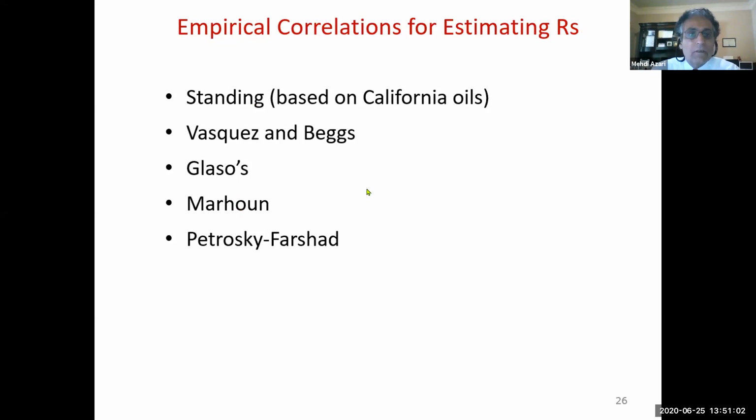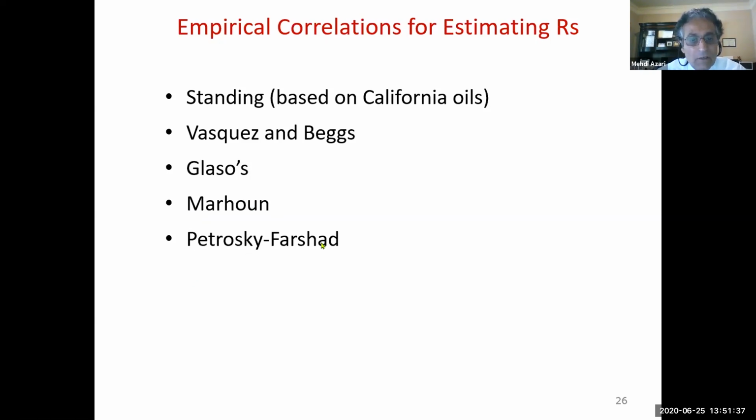Now there are different empirical equations for Rs, which is the solution gas oil ratio. Standing is the old one, and you've got to remember that each one of them was based on a certain oil. Standing has done a lot of work, but most of it is on California oil. Vasquez and Beggs, Glaso, Marhoun from Saudi Arabia. He also has very good correlations. I like his correlation, especially for gas condensate. And his calculation of dew point for gas condensate is very good.